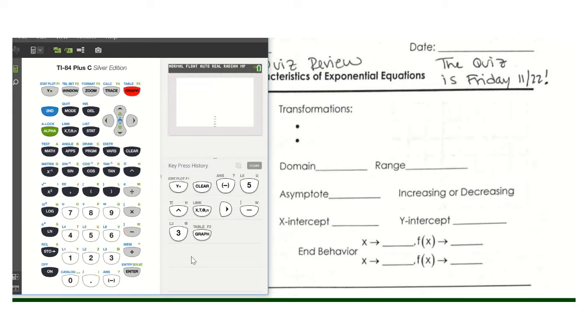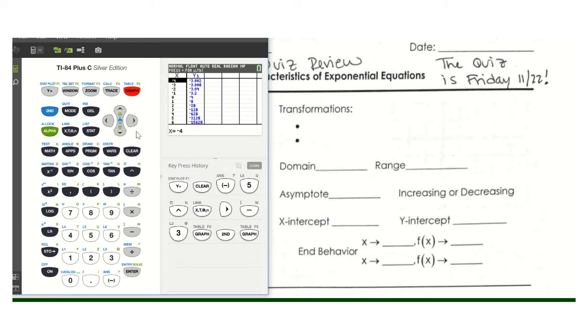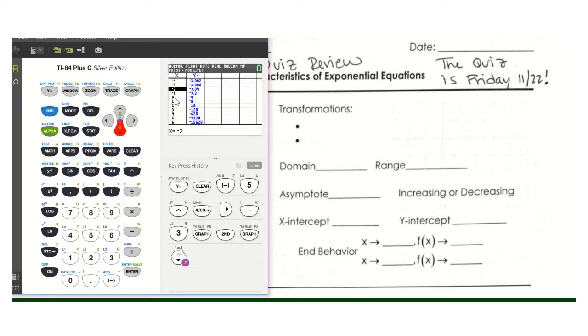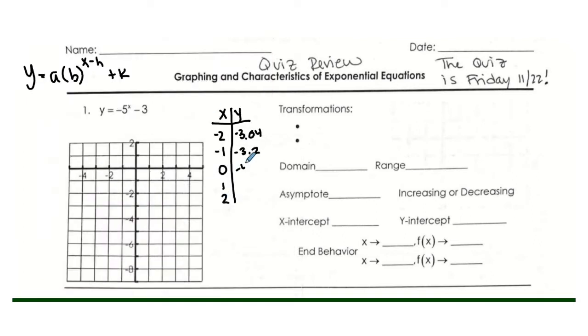If I hit the graph button, that's going to show me the graph of the equation, but I need to have the points in order to graph it. So I'm going to go to my table. So I'm going to do second table. And I want to start with -2. So -2 is -3.04, then -3.2. 0 is at -4, -8, and -28.